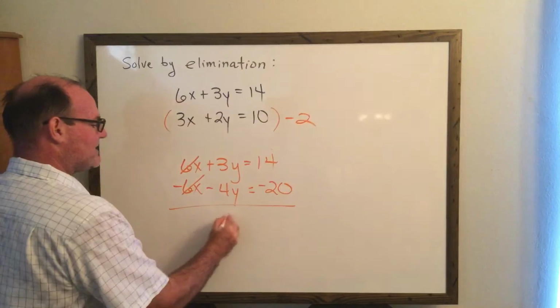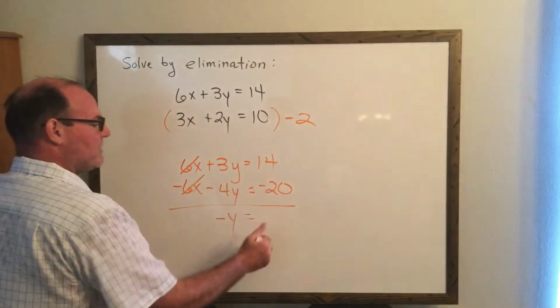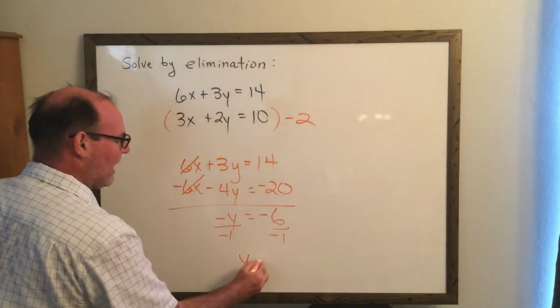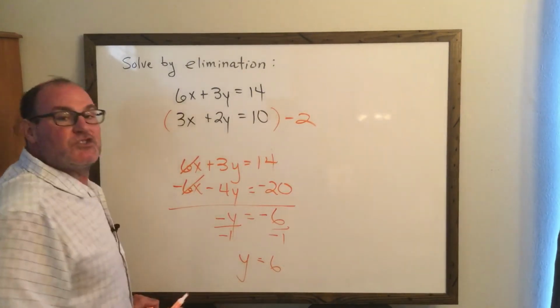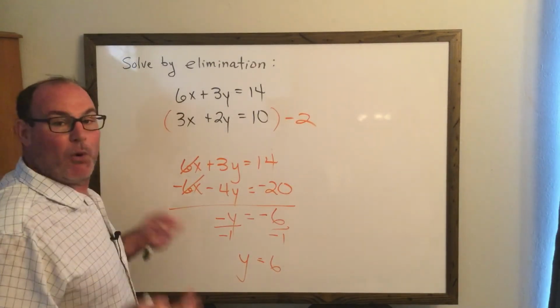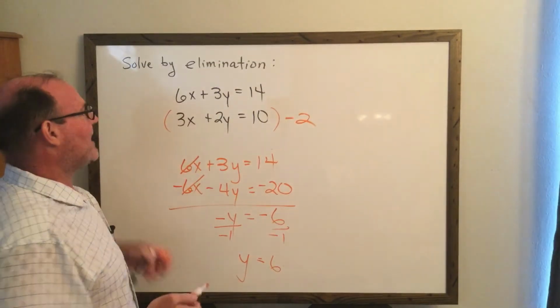3 minus 4 is -1y. 14 minus 20 is -6. And when I divide by the -1, I get y equals 6. So, last step. You are halfway done, but remember we are finding a point, so there is both an x value and a y value.